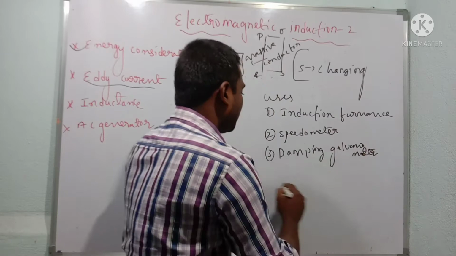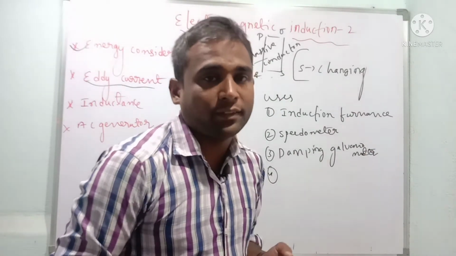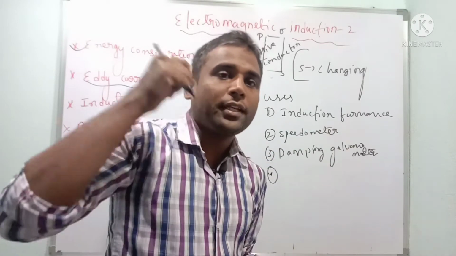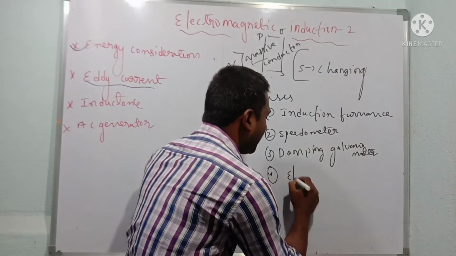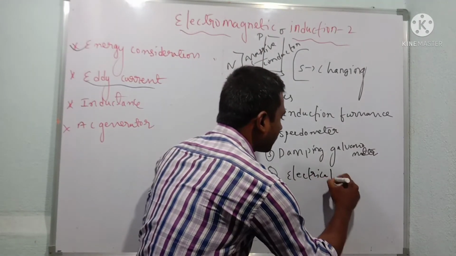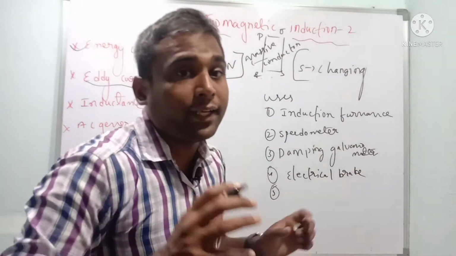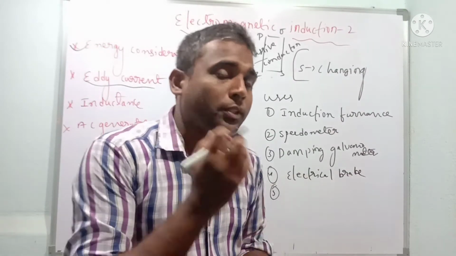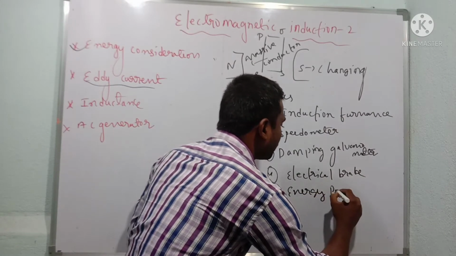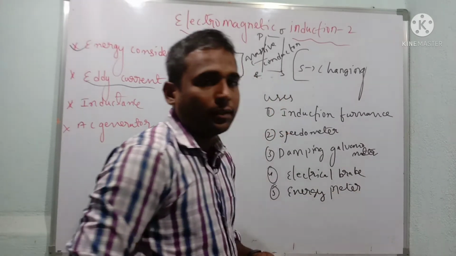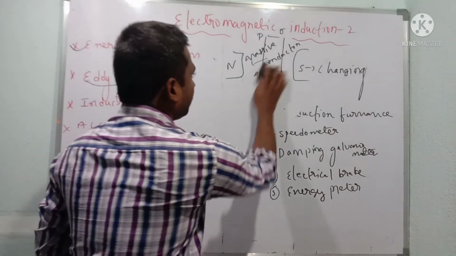Next, last but not least, the electrical brakes of the trains. By using eddy currents, we can stop the axle wheel of the trains; that is the electrical brakes of trains. Lastly, we use it in energy meters to find the amount of power consumption. So this is all about eddy current. Please note down. After understanding this, let us go for inductance.